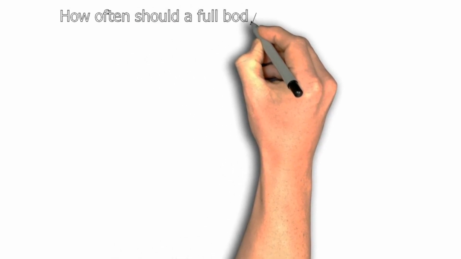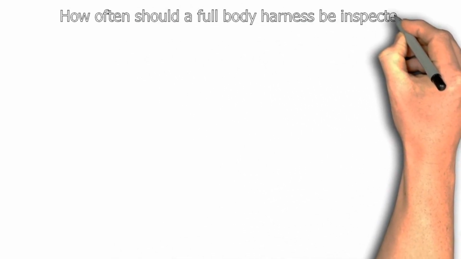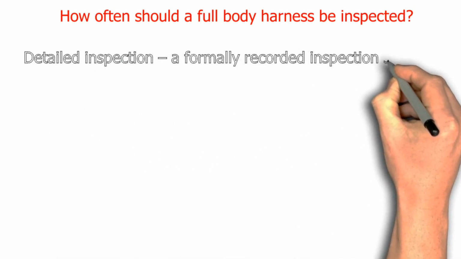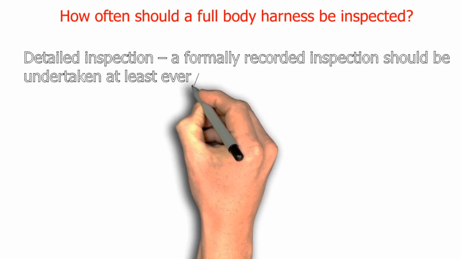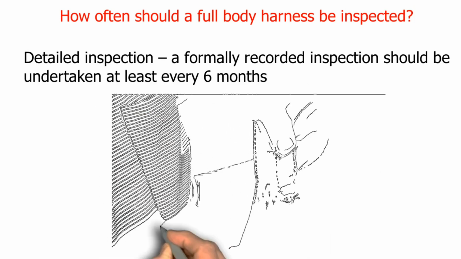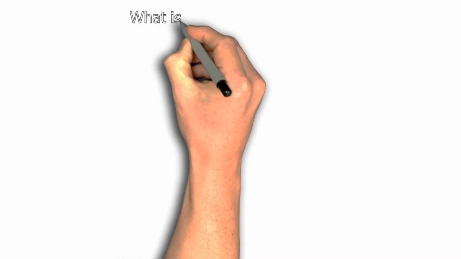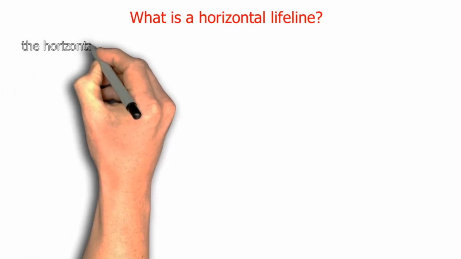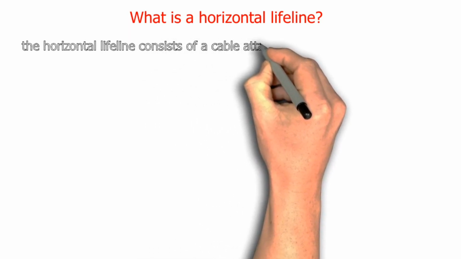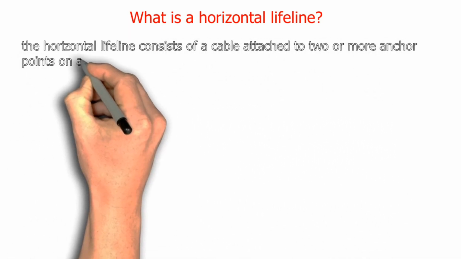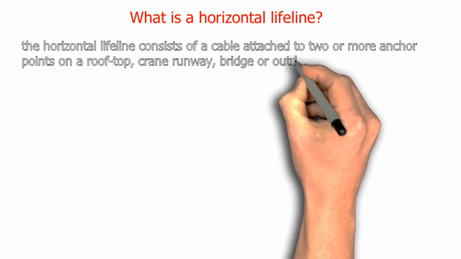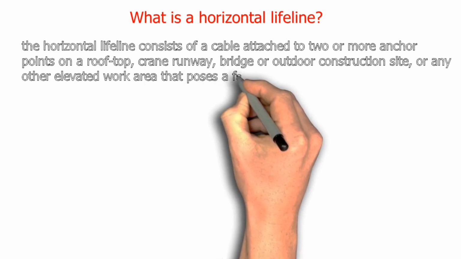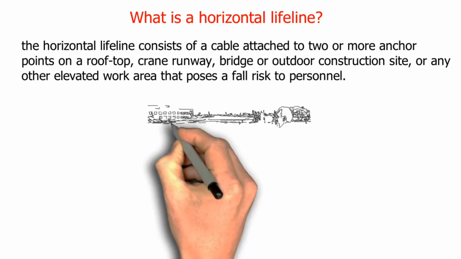How often should a full body harness be inspected? A detailed, formally recorded inspection should be undertaken at least every 6 months. What is a horizontal lifeline? The horizontal lifeline consists of a cable attached to 2 or more anchor points on a rooftop, crane runway, bridge or outdoor construction site, or any other elevated work area that poses a fall risk to personnel.